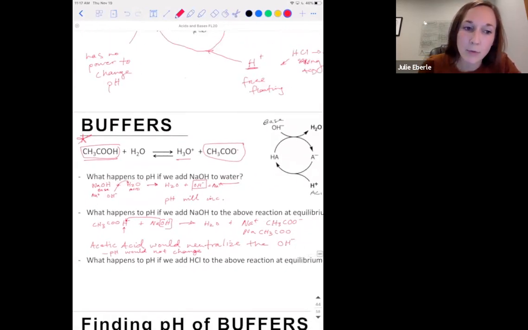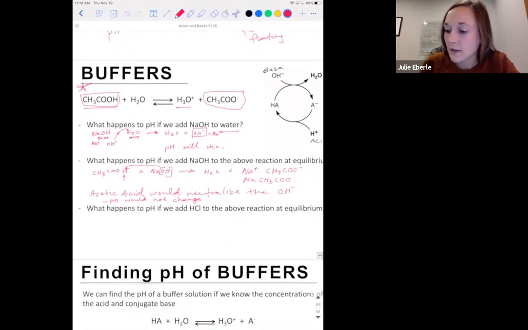Now, I want to make a point, because you will see when we work buffer problems and we calculate what's going to happen to pH when we add a base or when we add acid, you'll see that pH actually does fluctuate a teeny tiny amount, like a 0.02 or 0.05 change. But it's not a drastic change, okay? So we say it wouldn't change. It might fluctuate a little bit, like it might go up by 0.1. But that's totally tolerable in biological systems, okay?